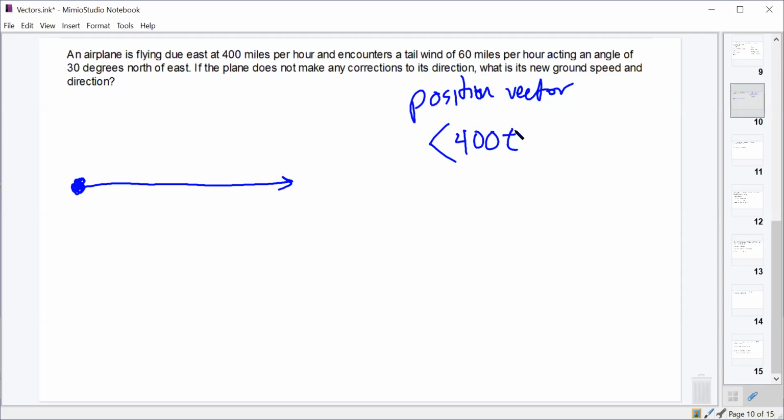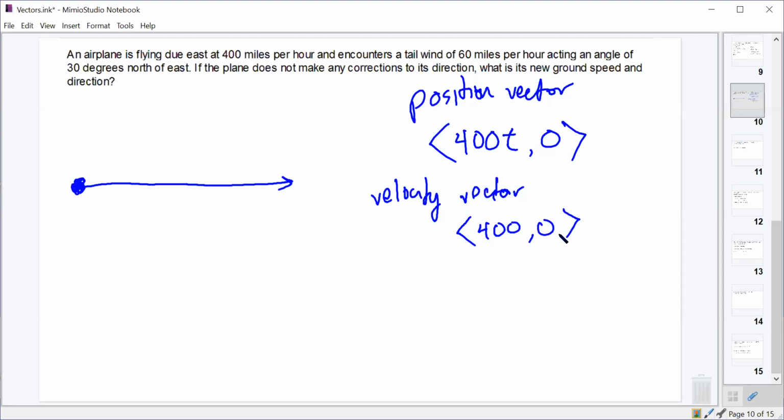If it's flying due east, what's the y component of this position vector? Should be 0, right? Because it's not moving in the y direction at all. It's moving due east. So there's our position vector. So could we figure out what the velocity vector is? How do we find the velocity vector then? Just by taking the derivative of the position vector. So our velocity vector should be 400, 0. Everybody good with that?